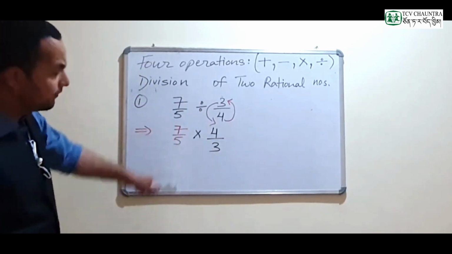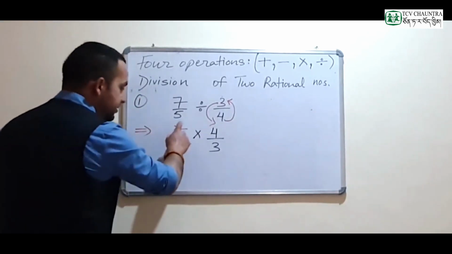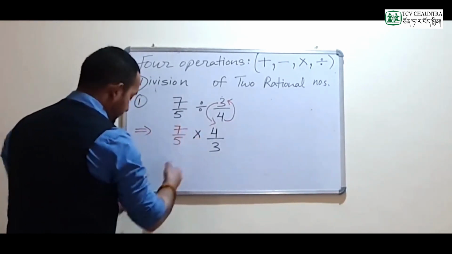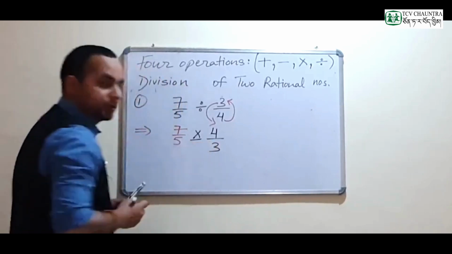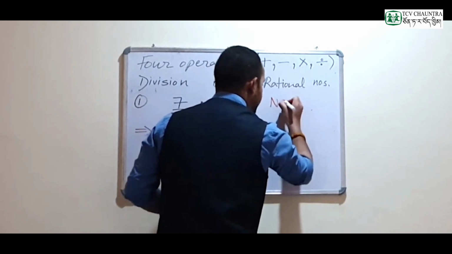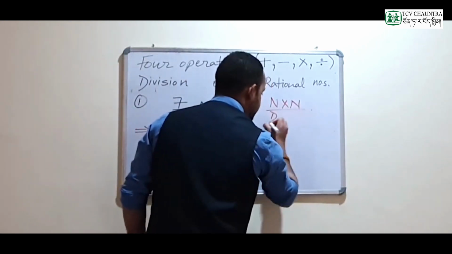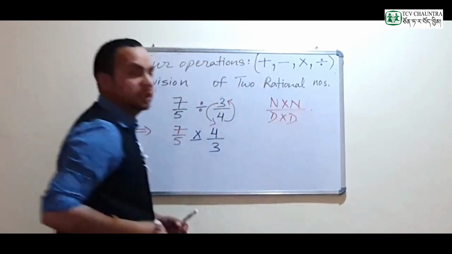Now your calculation is very easy. It's simply like a multiplication. Now this is your multiplication operation. Now in case of multiplication, numerator is always multiplied with the numerator and denominator is always multiplied with the denominator.